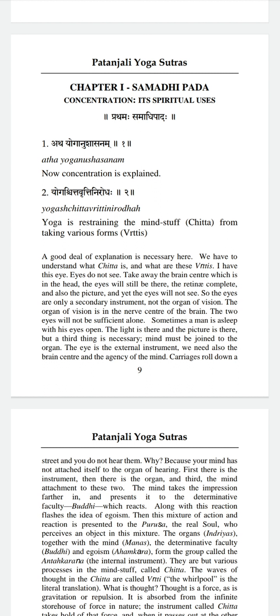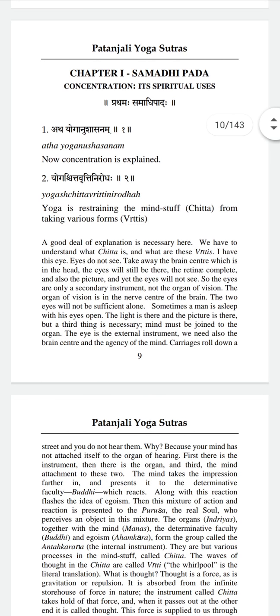So total 5 points will be discussed today. Mostly I will read the book. Chapter 1 is Samadhi Pada, concentration, its spiritual uses. First point is Atha Yoga Anushasanam. Atha Yoga Anushasanam is now concentration is explained.